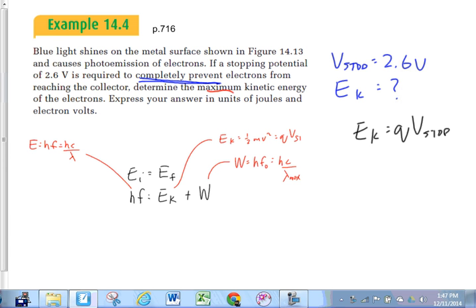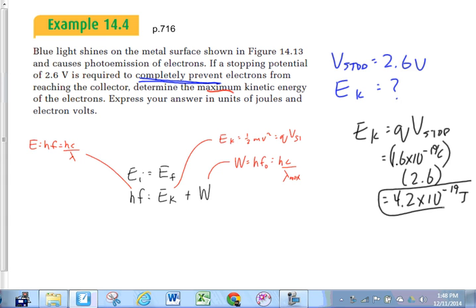So Q is 1.6 times 10 to the minus 19 coulombs, because it's an electron, and V stop is 2.6. Okay, let's get the value of EK there. 4.16, or 4.2 we'll say, times 10 to the minus 19 joules.